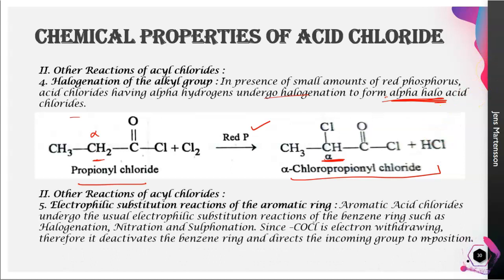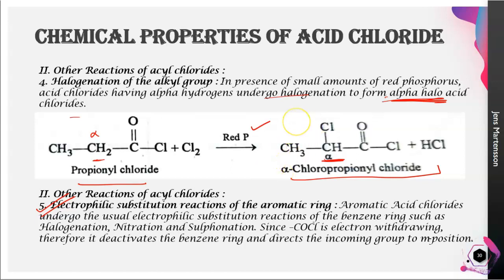Another reaction that we are going to take up is the electrophilic substitution reaction of aromatics. What is happening? Your aromatic acid chloride can undergo the usual electrophilic substitution reactions of a benzene ring, such as halogenation, nitration, sulfonation, which we have discussed in your lower classes as well. So I want you to practice them first. If you do not understand any of them, let me know in the comment section. I'll make a separate video for you related to the same.